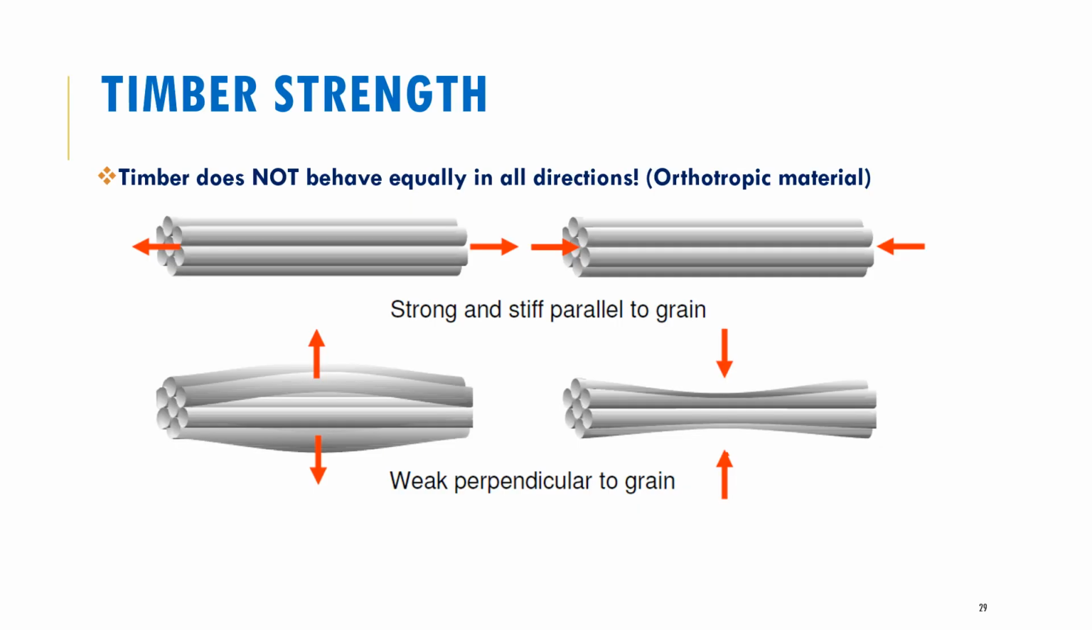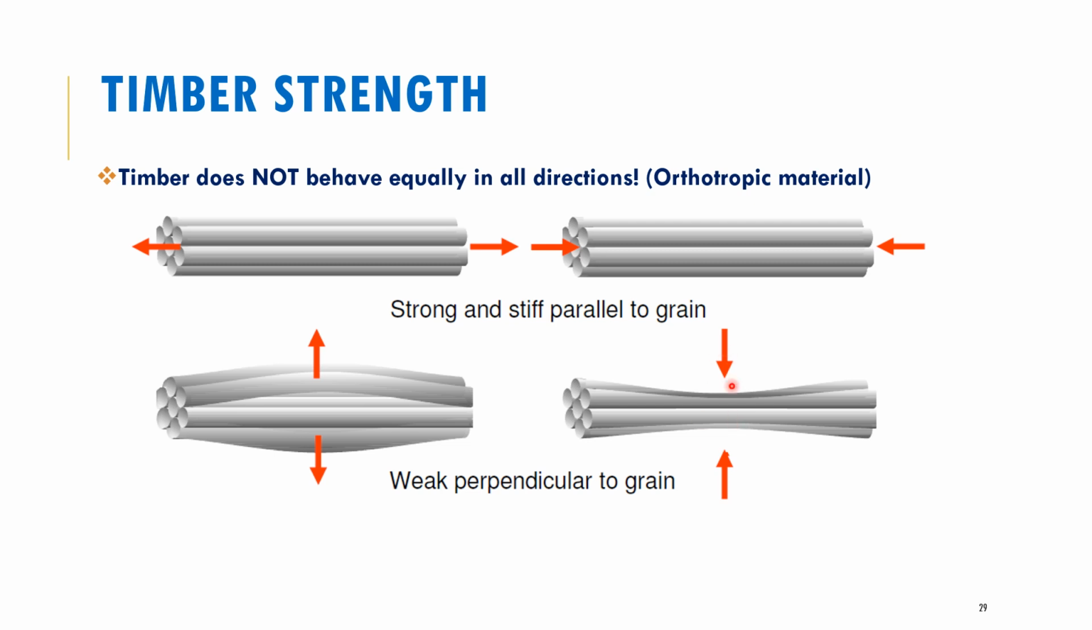Another issue that you have to bear in mind is the fact that timber does not behave equally in all directions. What I mean by that is the strength of timber varies according to the direction of the loading. If you were to load your structure in the longitudinal direction parallel to the grain, just like you can see at the top over here, that shouldn't be a problem because the timber is strong and stiff parallel to the grain. However, if we were to load the structure perpendicular to the grain, like you can see at the bottom over here, this is when you will have issues.